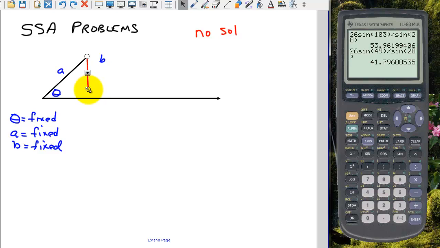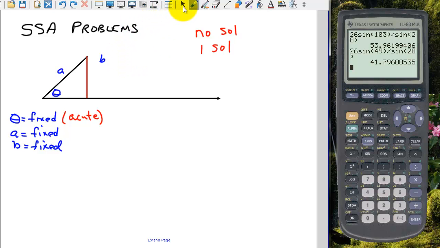Let's assume it was just long enough to reach down here. So if it was just long enough to reach here, this would form a right angle. If we go a little this way, it doesn't touch. If we go a little this way, it doesn't touch. So we have one solution. And on all these problems we're doing here, we have theta fixed as an acute angle. We'll look at it in a minute when it happens to be an obtuse angle.